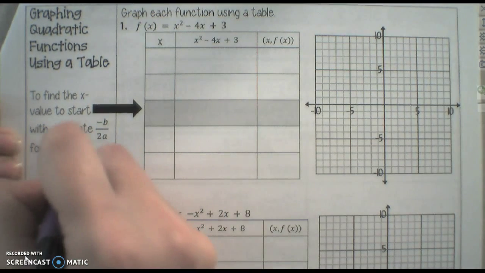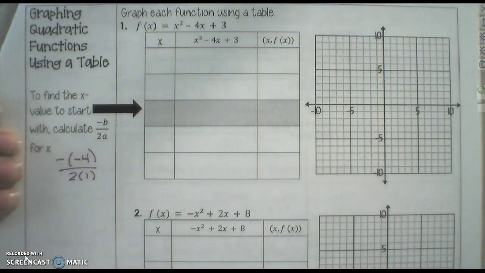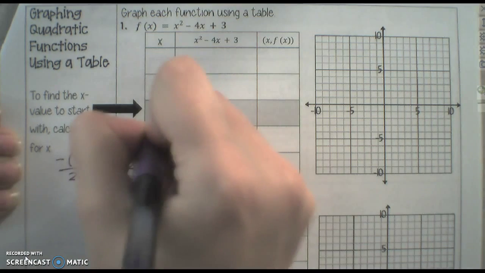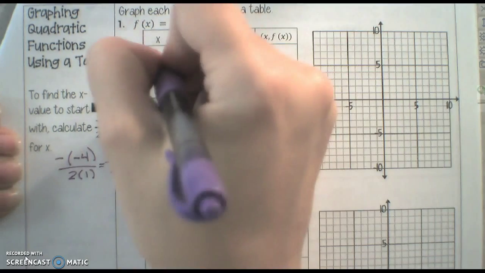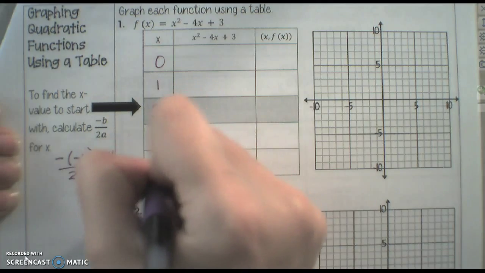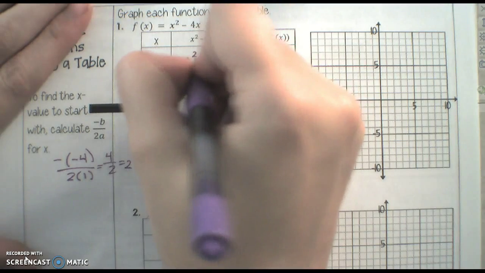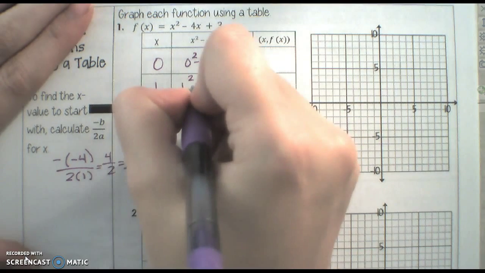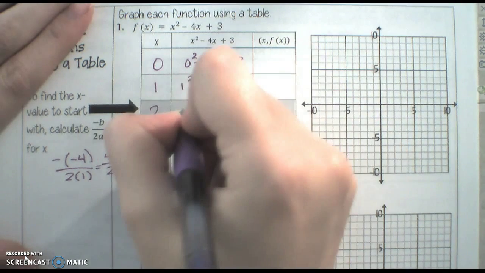So opposite of b/2 times a would look like that. So it's +4/2, which is 2. So this is the value that we want to put here, 2. Now we're going to go down from there. 1, 0, and up from there 3, 4. These are our values we're going to plug in for x, and we are going to see what we get for y, and then we can go ahead and graph those coordinates to get our U shape.